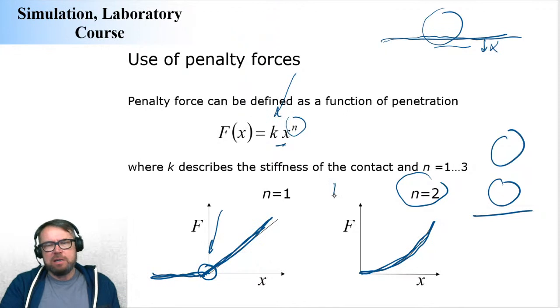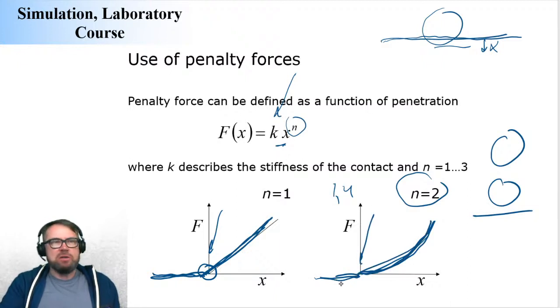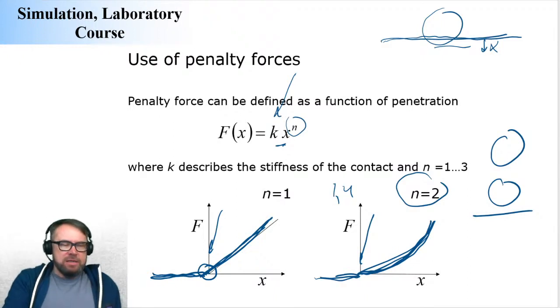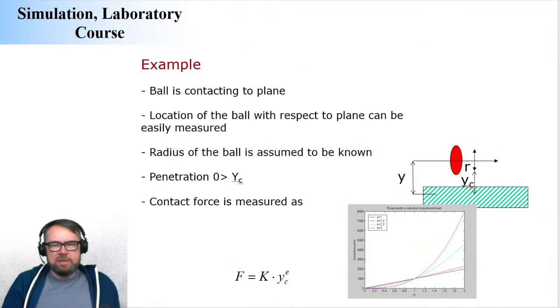Or you can use a 1.4, 1.5, something like that. So this is a typical scenario you can see in real life, because then things are smooth. When you're moving to penetration, there is no violent discontinuity that takes place, but everything is smooth. All right. So that's basically what this penalty force is about.